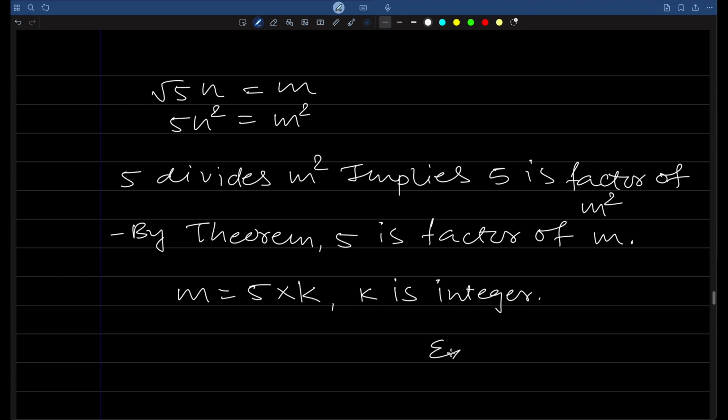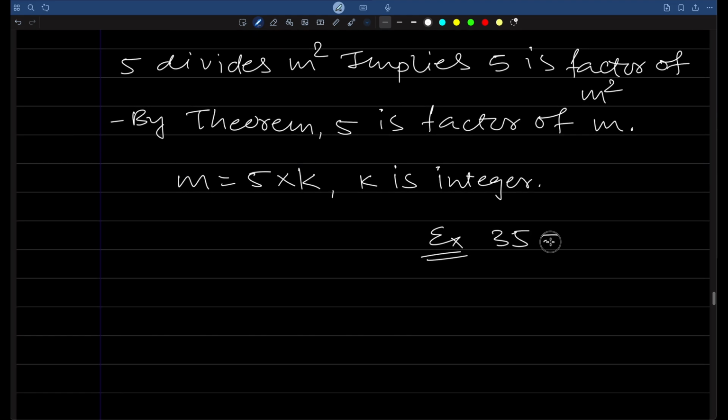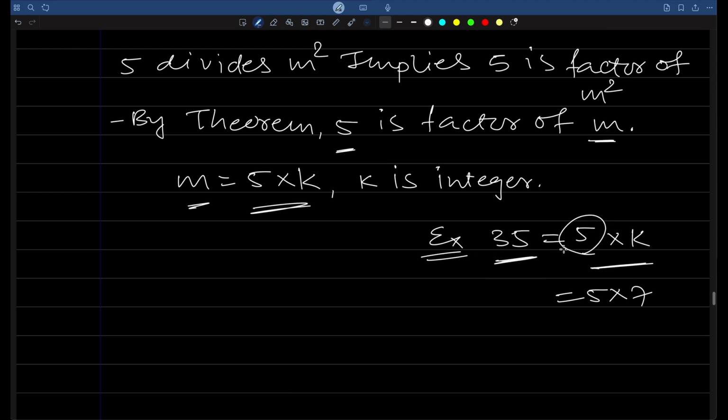If we take one small example, 5 is a factor of 35, that is 5 divides 35. So you can write 35 as 5 into some other constant, that is 5 into 7. If 5 is a factor of m, we can represent m as 5 into some other constant k.